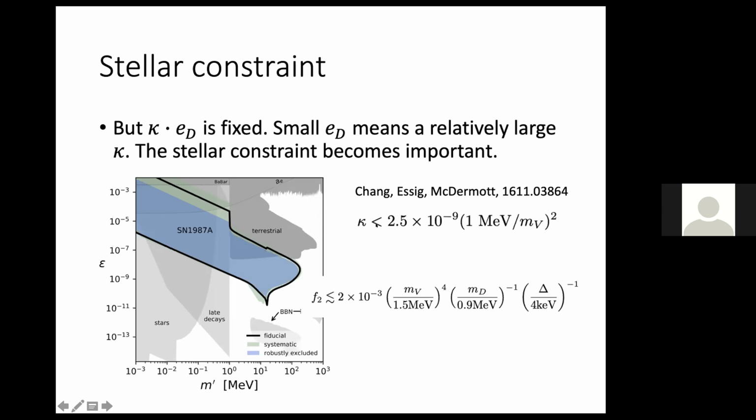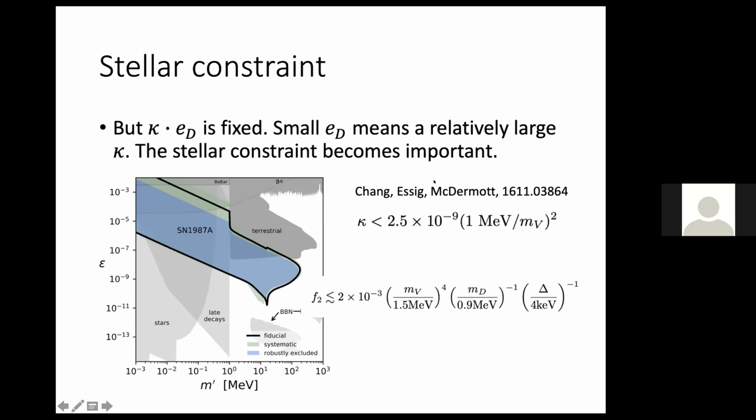So this should be kappa, the kinetic mixing, and this should be MV. The kappa for the kinetic mixing must be smaller than this number. This is because what they consider is the longitudinal production of the dark photon. For a lighter dark photon, it is more and more difficult to produce it in the plasma. That's why this constraint becomes weaker for a lighter dark photon. But this is the constraint.